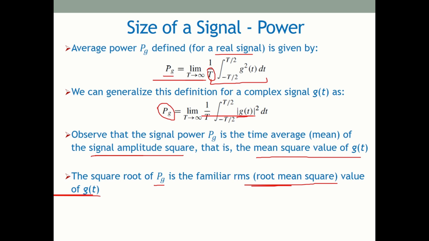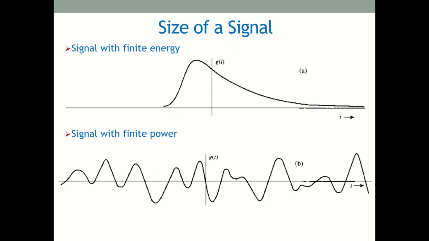So this is how the power is related to the RMS value. In this case, this signal will have finite energy, so we can call it an energy signal. In this case, the signal will not have a finite energy because it's not going to zero with time. So we need to consider power for this.